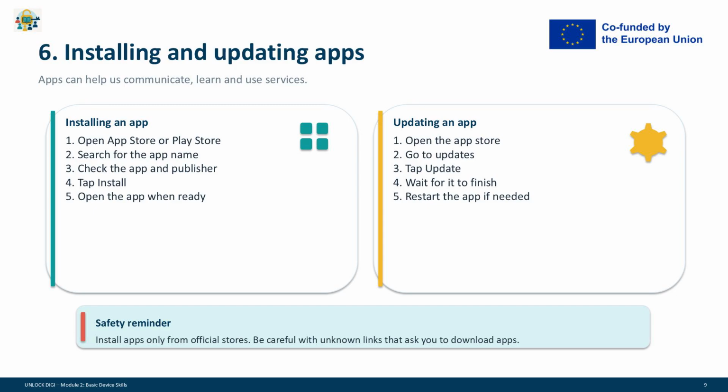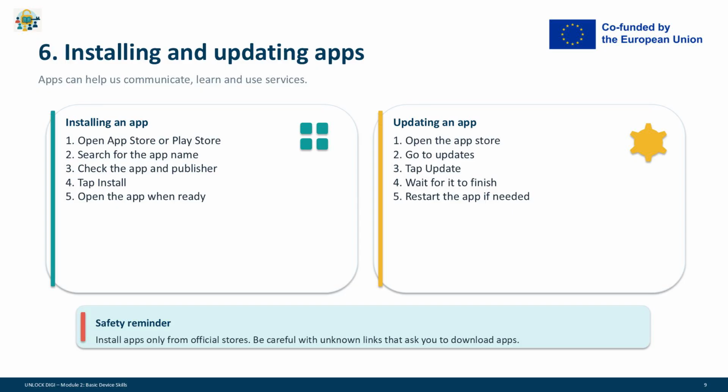Apps are small programs on your phone, tablet, or computer. They can help us communicate, learn, translate, use maps, check school information, or access services. To install an app, open the App Store or Play Store. Search for the app name. Before installing, check the app name and publisher. Then tap Install and wait.